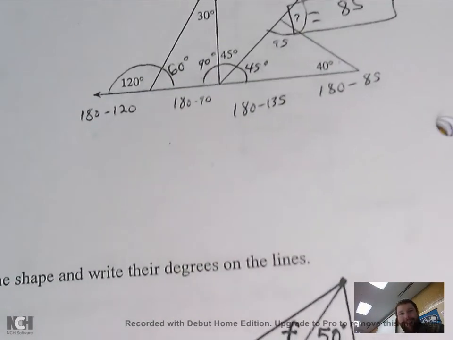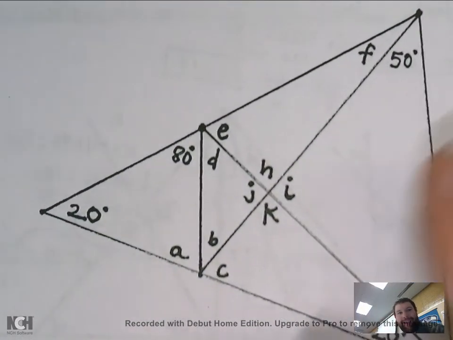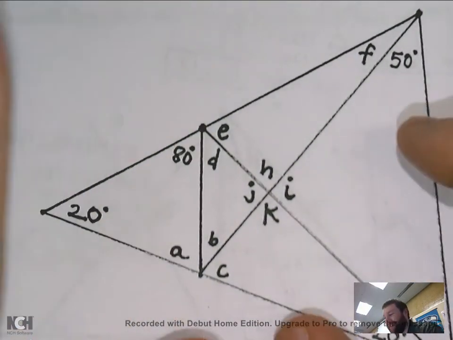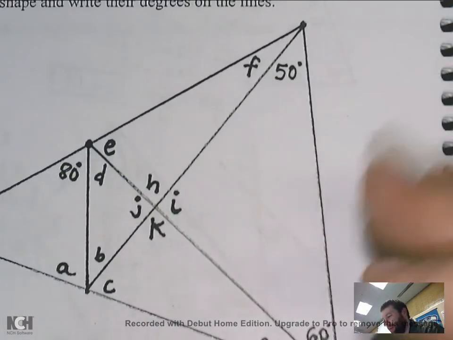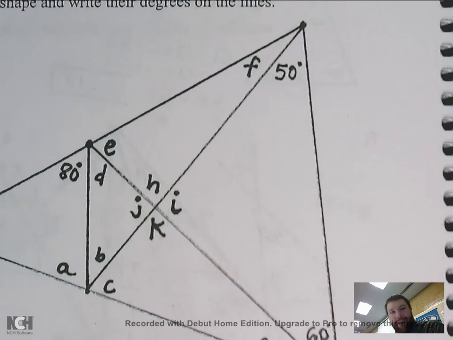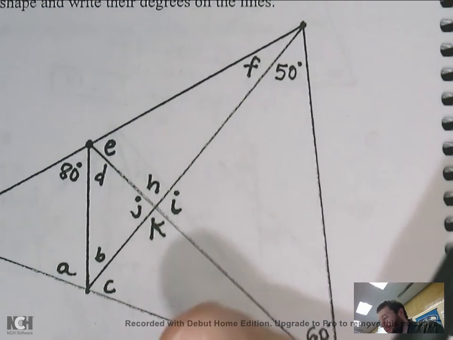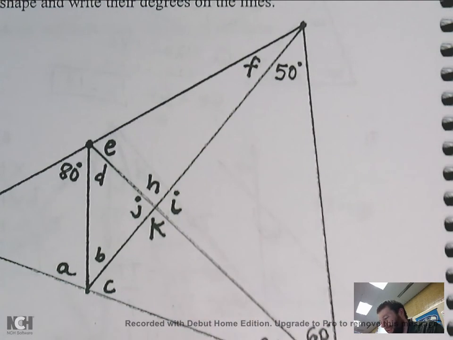Okay, the last one. This one is just a bunch of different pieces, and you need to find different pieces in order to solve for the missing one. So let's go through and solve some of these. So right off the bat here, I can solve for F. Let me zoom out a little bit because this is a bigger problem.